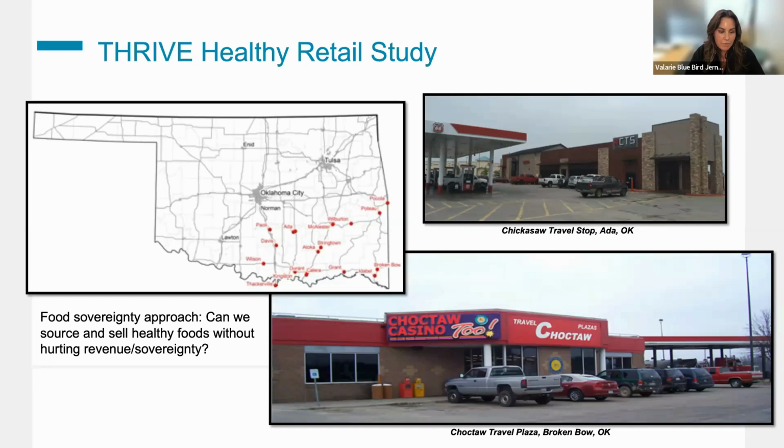We took a food sovereignty approach. So again, sustainability, can we source and sell healthy foods without hurting revenue and sovereignty? What would that look like? How do we realistically get healthy foods on the shelves in very rural environments where a food truck delivery happens maybe once a week? Next slide.